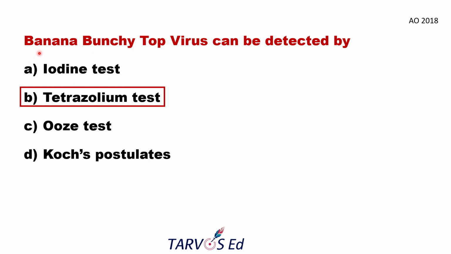Since they have asked about banana bunchy top virus, here we should choose the tetrazolium test, apart from banana bunchy top virus, banana black mosaic virus, and banana infectious chlorosis. All three banana viruses can be detected using the tetrazolium test. You might also confuse this with the seed-related question, where seed viability can be detected by the tetrazolium test. So the same tetrazolium test can also be used for detection of viruses in banana.